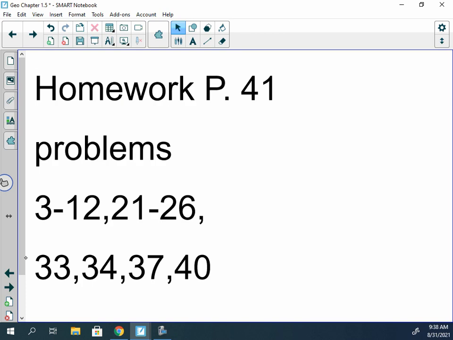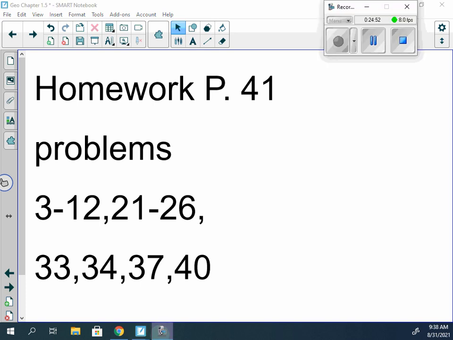Here's your assignment for this here. On page 41, problems 3 through 12, 21 through 26, 33, 34, 37, and 40 are the problems for this assignment here.